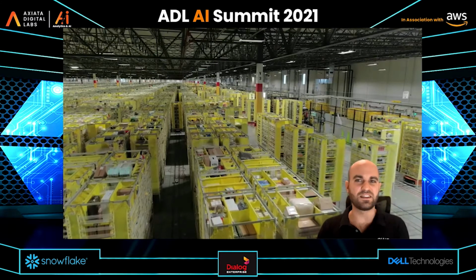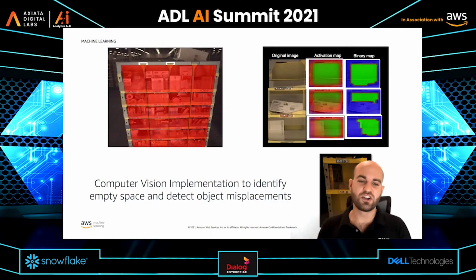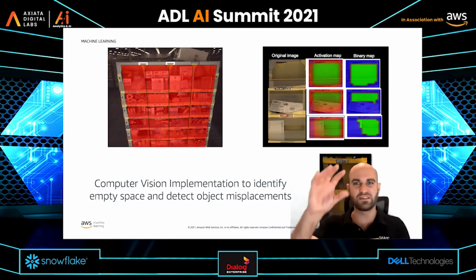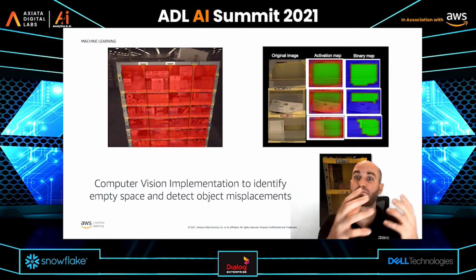Now, the next thing that you're obviously going to think about is, how do these robots know what is stored where, and how do we actually fill up these shelves? And that's obviously a big data problem. Here we use things such as computer vision to, number one, identify empty space in these bins and the shelves, but also we can detect object misplacements, because the one thing you want to make sure is that if your database says in this specific bin I have this product, that product is actually there.